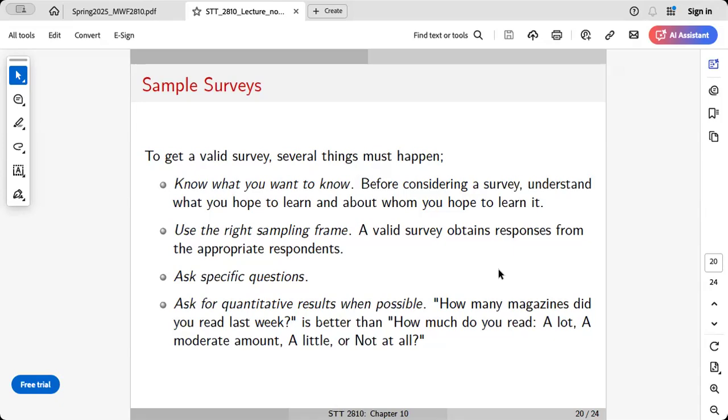And also to get a valid survey, several things must happen. And some of the things that must happen is that, one, you should ask specific questions. And then also you should use the right sampling frame. It's the same as asking the right respondents. And then also you should be able to understand what you want to learn and how you are going to go about it.